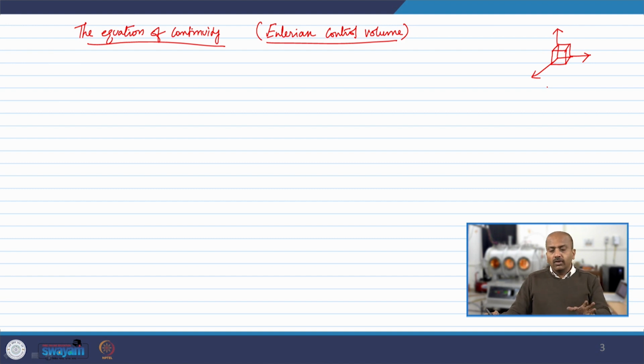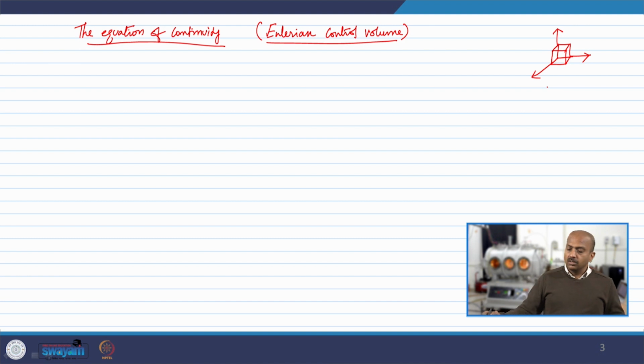But your equation of continuity should be able to have a provision to accommodate all these three different possibilities. Coming back, the Eulerian control volume is just a three-dimensional space which is fixed with respect to the fluid's movement or with respect to the coordinate system. What it means is that this is not going anywhere, it is the fluid rather which is going through this control volume, right. So, that is the basic definition of an Eulerian control volume.